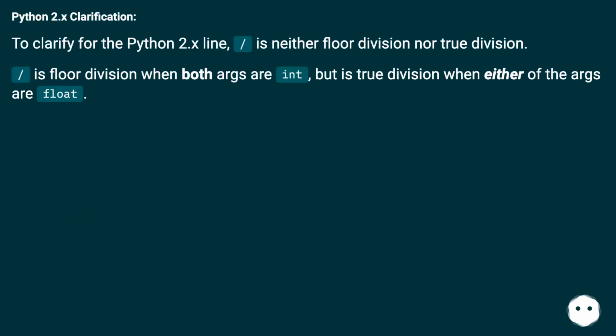Python 2.x clarification. To clarify for the Python 2.x line, / is neither floor division nor true division. / is floor division when both args are int, but is true division when either of the args is float.